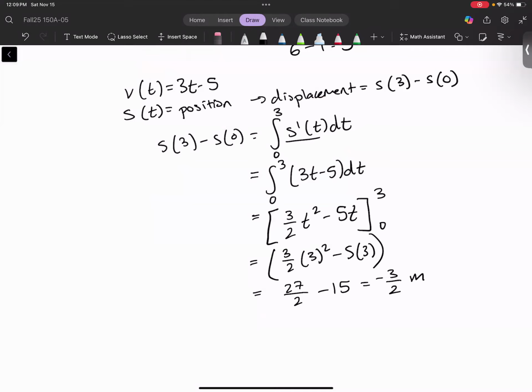So that's meters. Again, I don't know where I am at time equals 0, and I don't know where I am at time equals 3, but to get the distance traveled between those two positions, I actually went negative 3 over 2 meters. So I went to the left 3 over 2 meters, 1.5 meters.